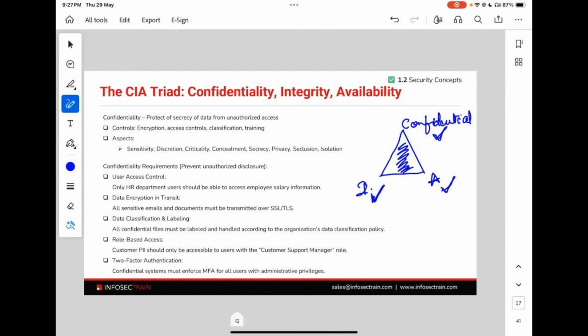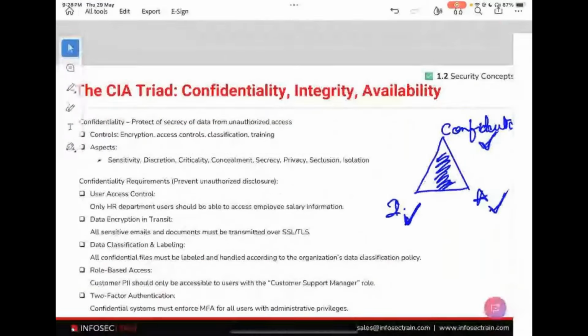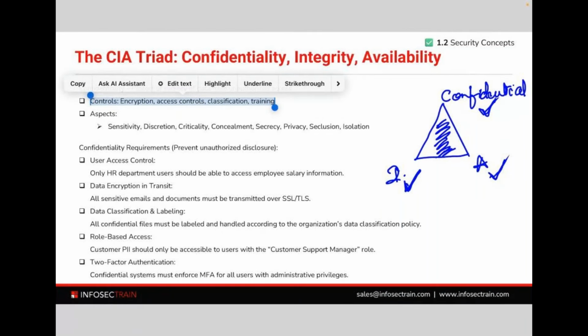Moving on, what is confidentiality, right? Confidentiality is basically protecting the secrecy of data from unauthorized access. Going by the name, confidentiality is about protecting the secrecy of the data. Now, how do you ensure confidentiality? The controls we use for confidentiality are encryption, access control, classification, and training, right?